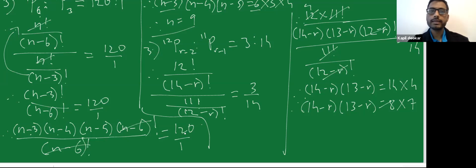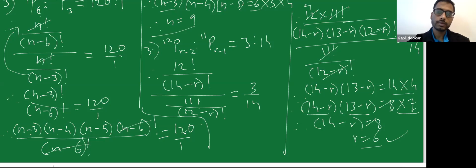So why have I written this 14 into 4 as 8 into 7? Because over here I have multiplication of two consecutive terms. So I want multiplication of two consecutive terms over here so that I can compare. Now I can compare my bigger term. So 14 minus r is equal to 8, which means r is equal to how much? 6. Or I can say 13 minus r is equal to 7, which means r is equal to 6. Okay, so copy down these two questions. If you have any doubts, you can ask.